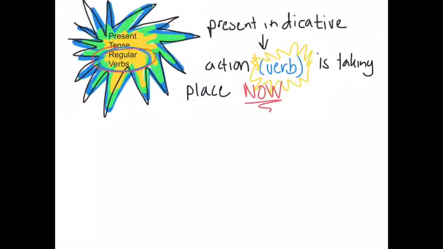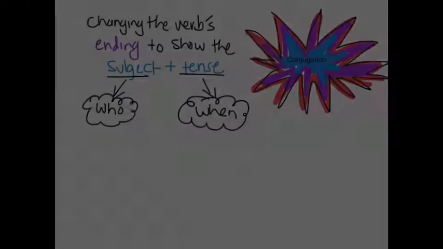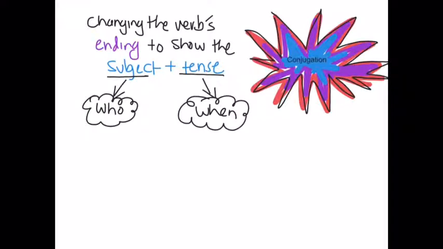Now we're talking regular verbs. That means they are more predictable because they follow a set of patterns. So anytime we have regular verbs, we know we can predict a pattern that's going to happen to all of these different verbs. Now talking about conjugation, this means changing the verb's ending in order to show the subject and the tense. So a subject is the noun doing the action, and the tense is when this is happening.